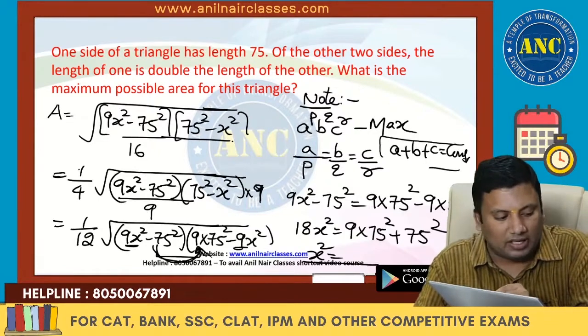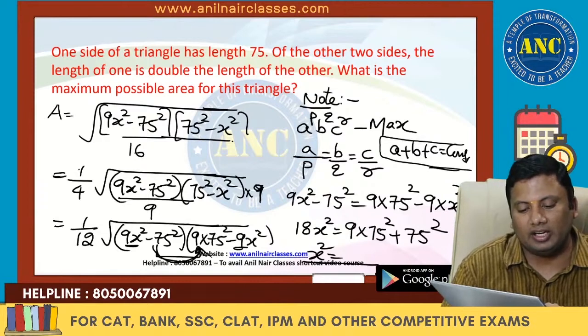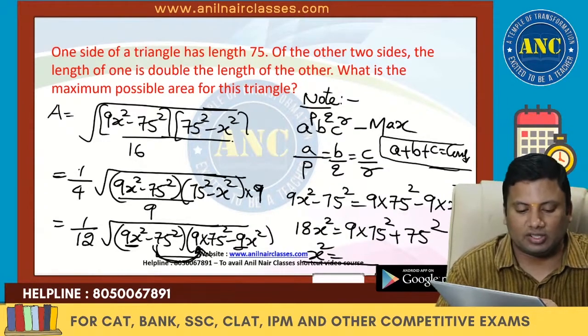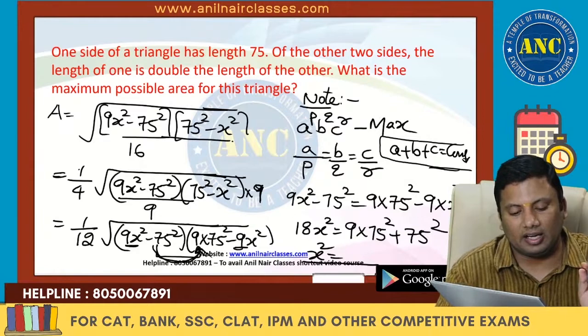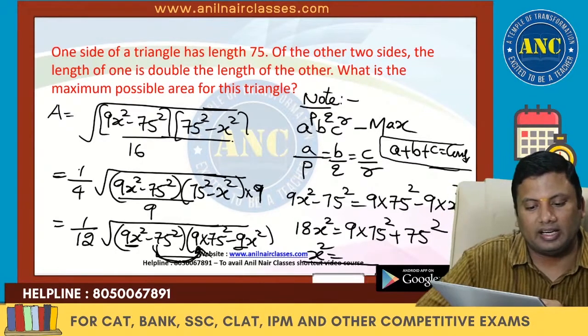A plus B plus C is constant. 9x square minus 75 square plus 9 into 75 square minus 9x square. I hope the idea is clear. Why I multiplied and divided.